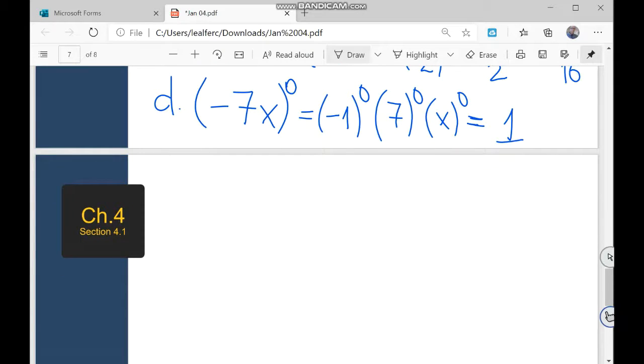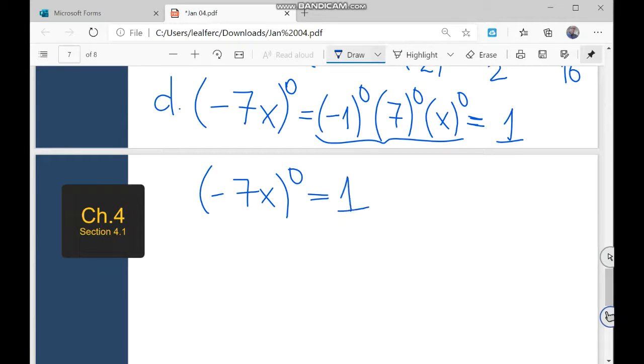You can skip this step here. You can just write, when you have something like that, you just can write this. Okay, you don't need to do this step in the middle here. Very easy.